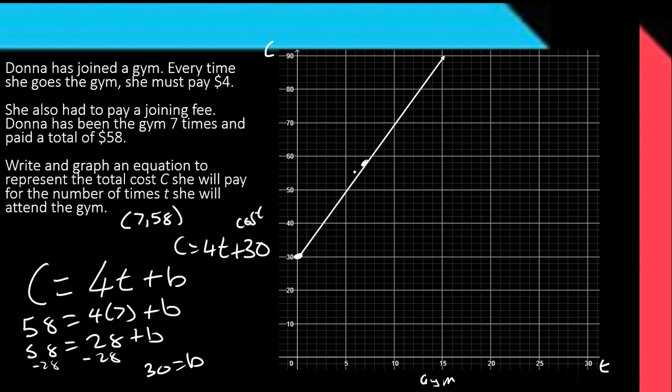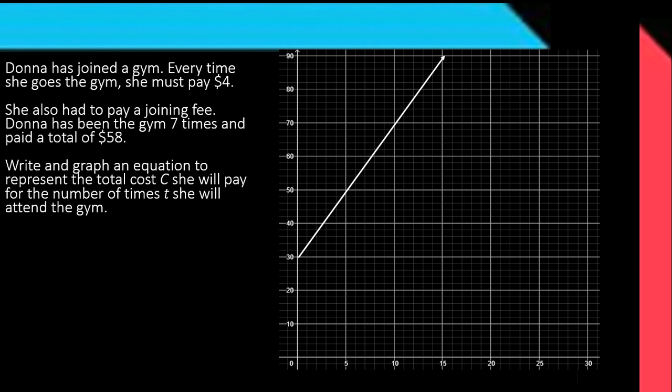Now that we've graphed it, we can read a little bit of information off what different things actually mean. Okay, so now that we have the equation, y equals 4x plus 30, we can see that the 30 is the joining fee, because that's the y-intercept. And if you look at the graph, again, similar to the one in the last video, there's no negatives, because you can't have negative t and you can't have negative cost. You can't go to the gym negative times, and you can't get money back for going to the gym. So that's the reason that there's no negatives.